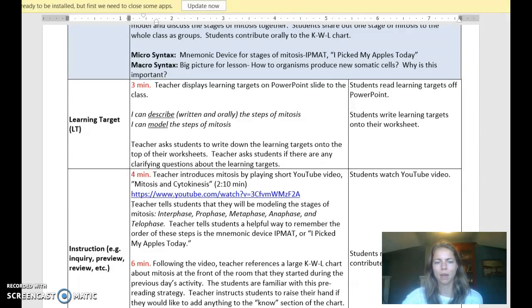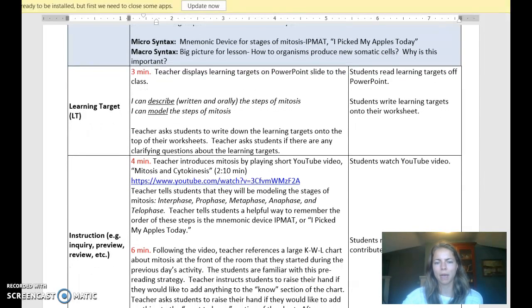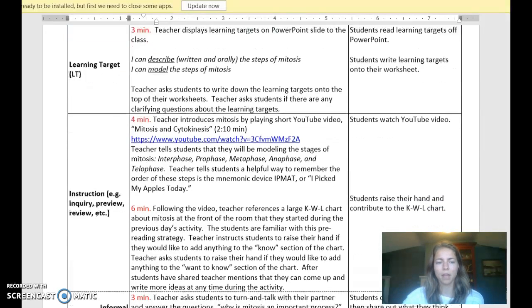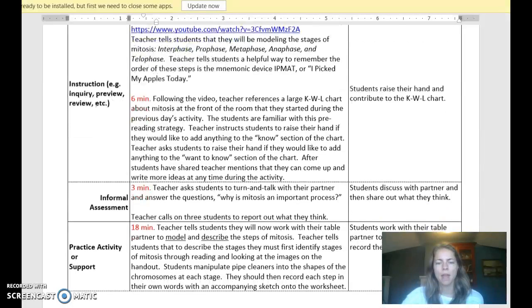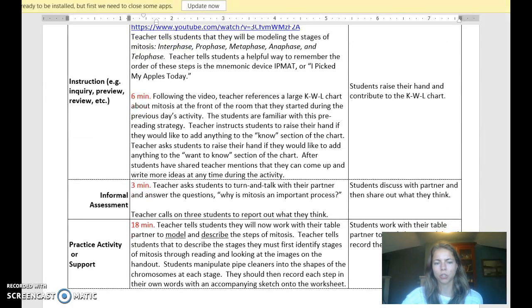I won't read it all, but I'm going to start out with working with my learning targets, putting them up on a PowerPoint so that the students know exactly what they're doing and what they should be able to accomplish by the end of the lesson, and asking the students if they have any questions about the learning targets. Then we'll move on, and I'm going to play a short YouTube video just to introduce mitosis, like a fun little animated video. And that's when I would tell them the mnemonic device.